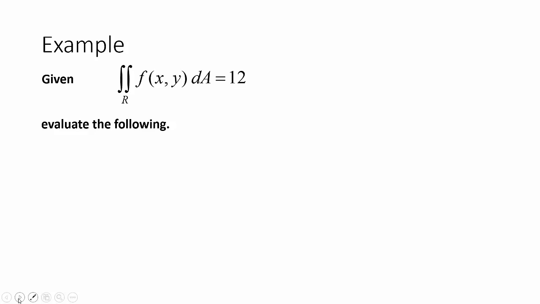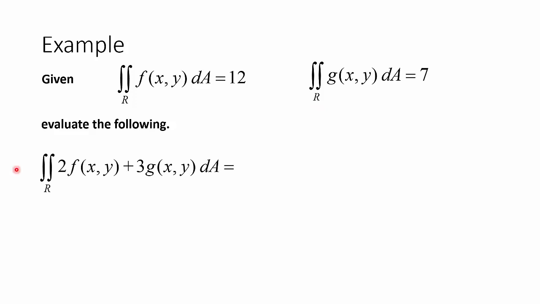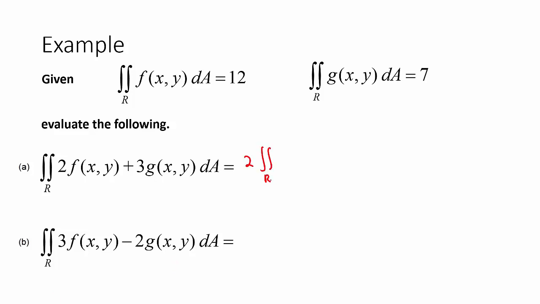Given the double integral of f is 12 and the double integral of g is 7, both over the same region R, evaluate the following: the integration of 2f plus 3g and the integration of 3f minus 2g. Okay, let us explain. As you saw earlier, you may write the 2 outside the double integral, and you may write the 3 outside the double integral, and of course you may split them into two different double integrals.